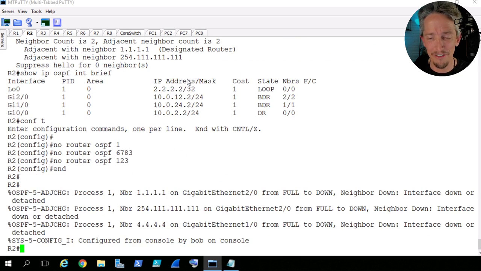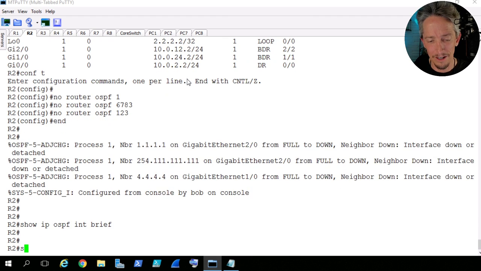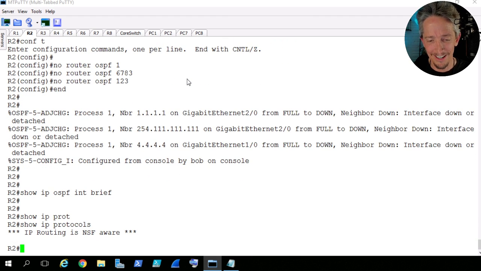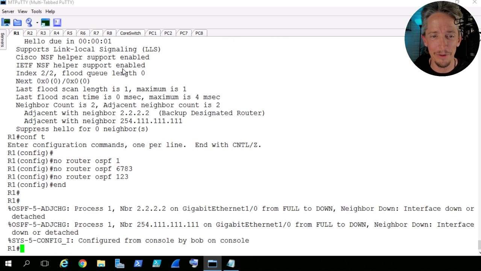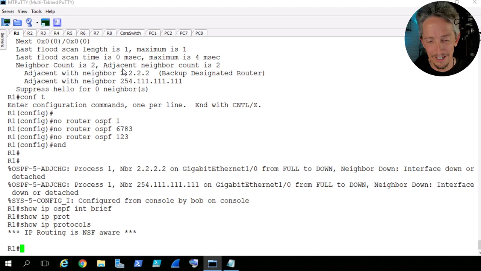All right. And this is going to verify that OSPF is not running. Show. All right. OSPF is definitely not running on router 1. It's definitely not running on router 2.